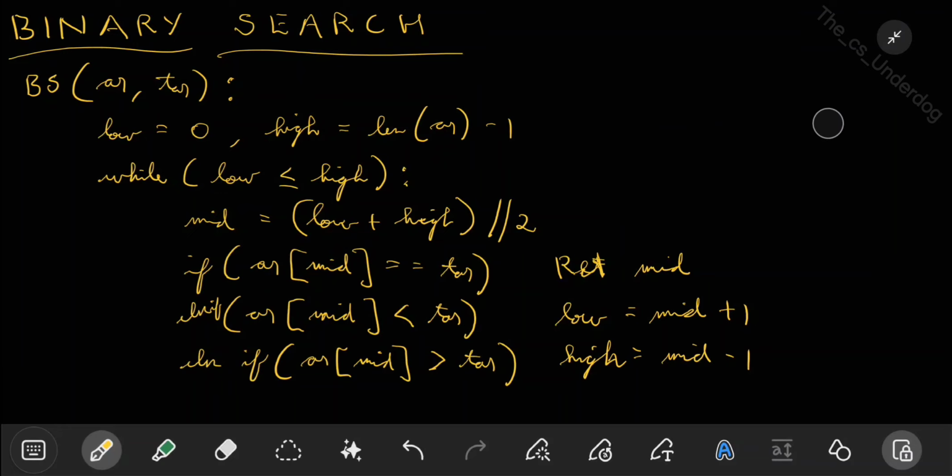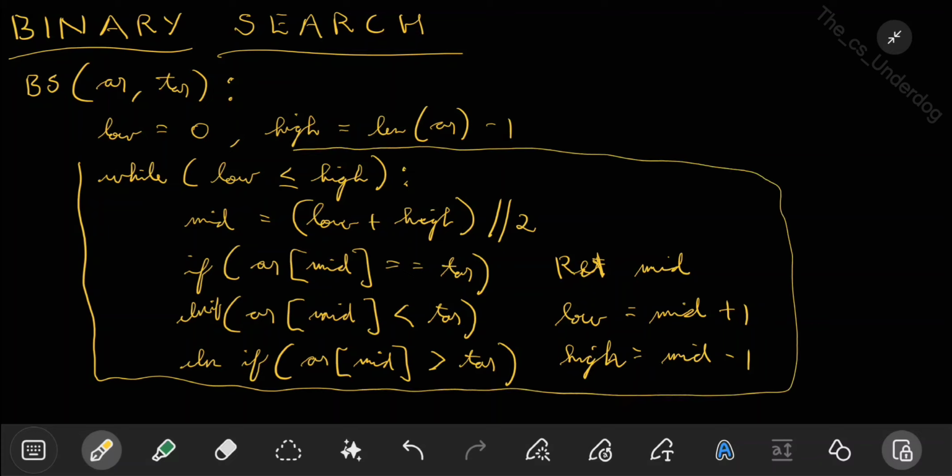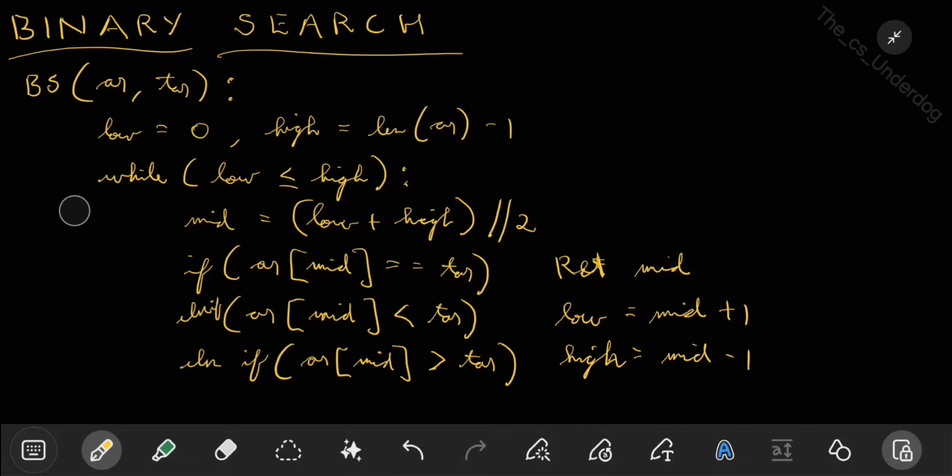So now you have completed all the required steps. If the element is found, it will be found inside this while loop. While this while loop is running, at some point you will find the element if it is actually present in the array. If it is not present in the array, it will come out of this while loop whenever low is greater than high. So in that case, what will you do? You will return minus 1. Minus 1 is just an indicator that your search is unsuccessful.